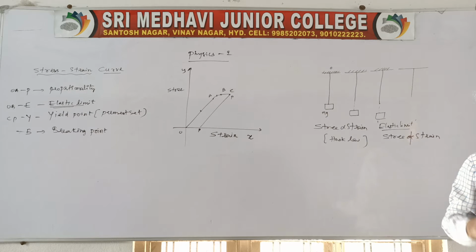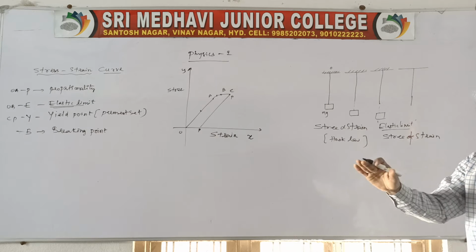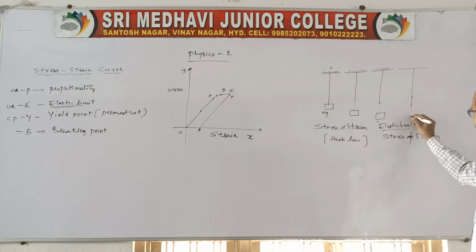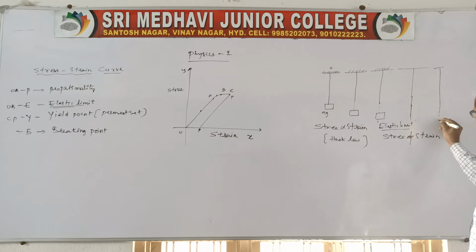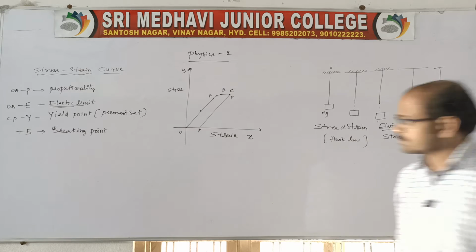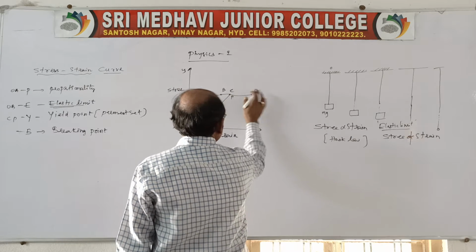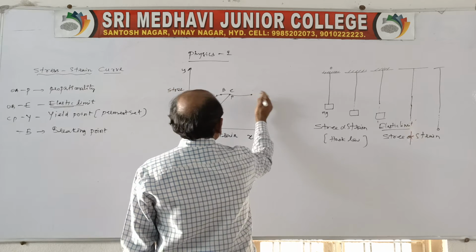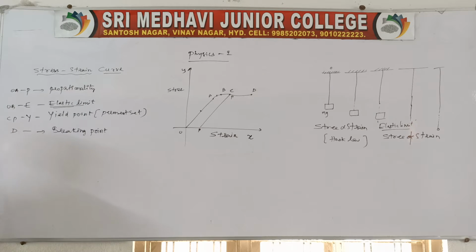Here also it is the same thing: further no need to add any load after yield, after the permanent set. After yield has started, no need to add any load. Slowly it increases, and finally it increases and breaks. The point which we can call the breaking point, here you show the breaking point. So better you call it D, the breaking point.